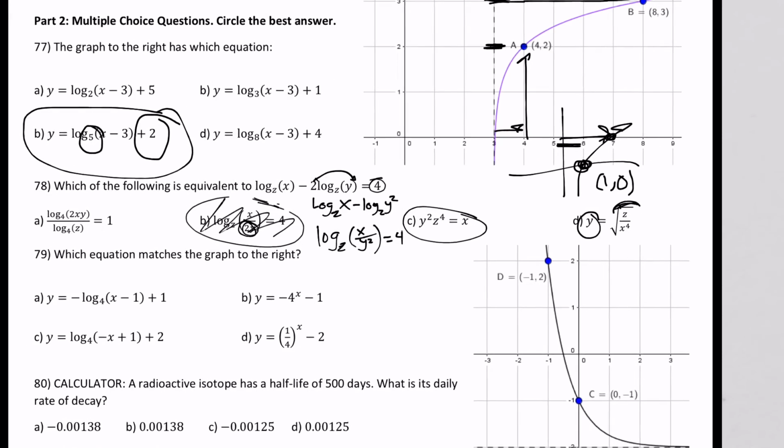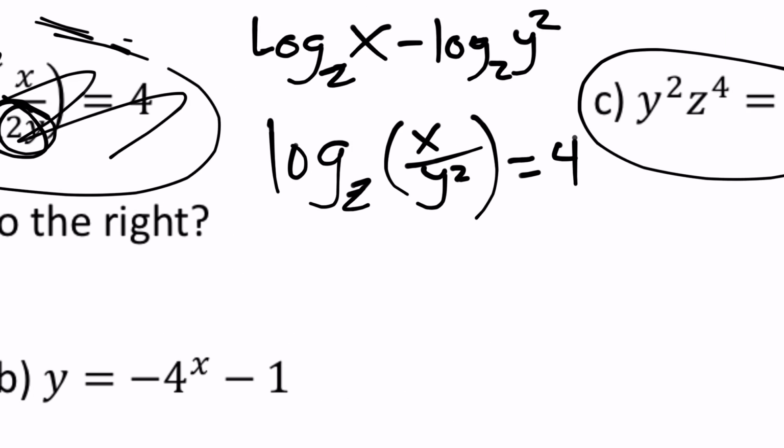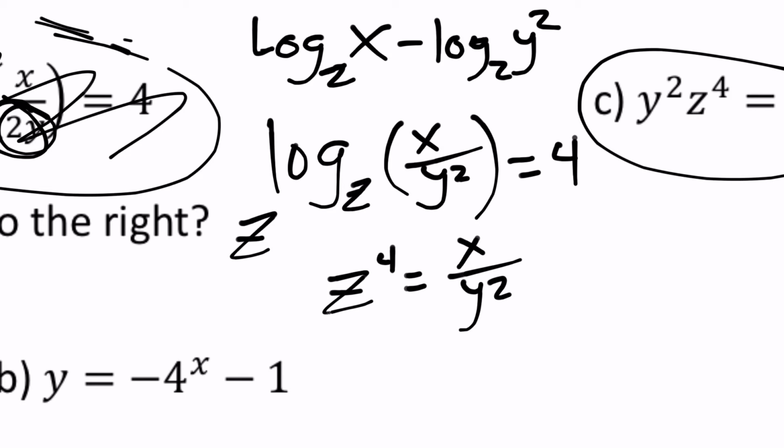And that's not an answer anywhere either, so we need to rewrite this as z to the 4th equals x over y squared, right? That's how we rewrite things. If you want, you could just take everything and make it an exponent of a z on both sides, exponentiate both sides. Then the z to the log base z would cancel, giving the x over the y squared, and you can see the z to the 4th is there.